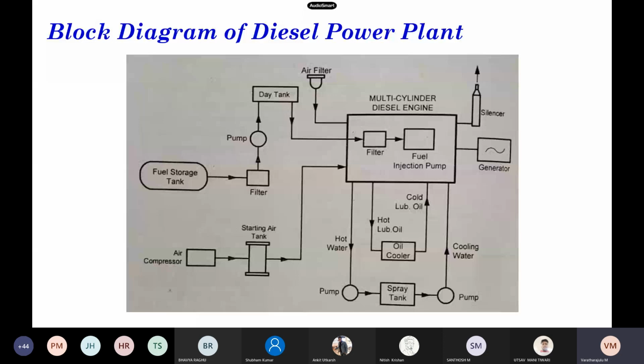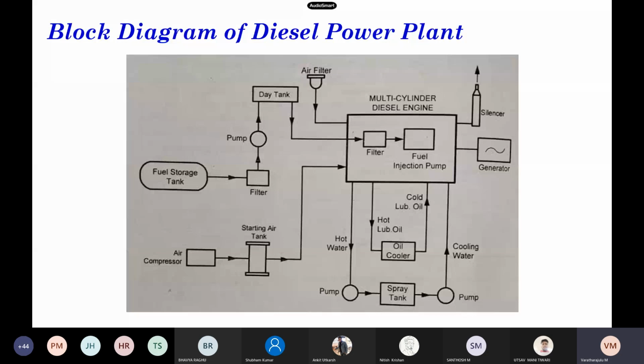And we have the governing system. The function of the governing system is to maintain the speed of the engine constant irrespective of the load on the plant. This is done by varying the fuel supply to the engine according to the load. When there is a peak load, the engine will try to stop, and at that time we need to provide additional fuel to the engine in order to maintain constant speed. That is the governing system, and it has its own advantages and disadvantages, which we'll discuss in the subsequent class.